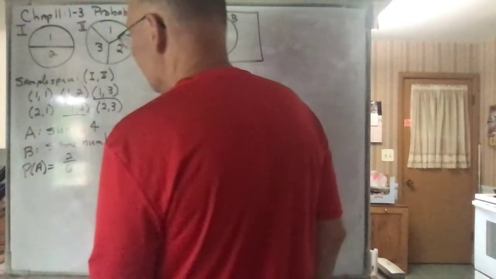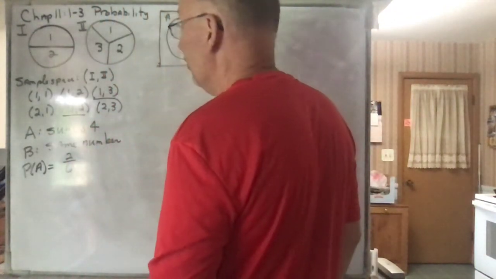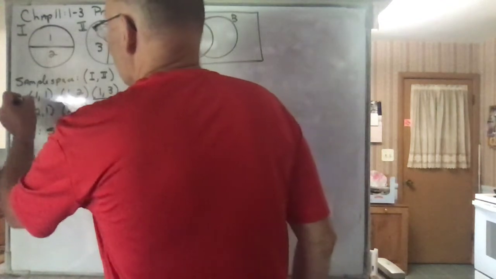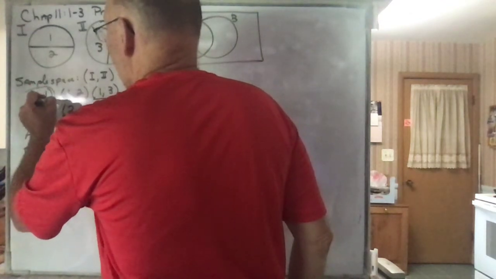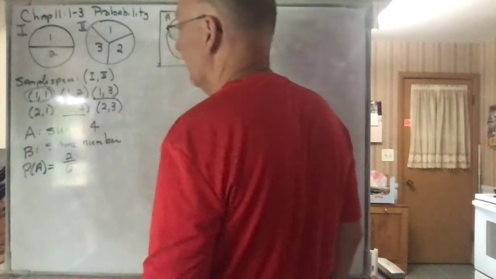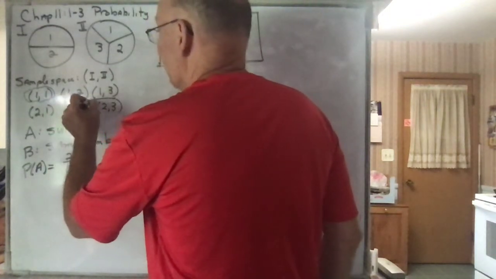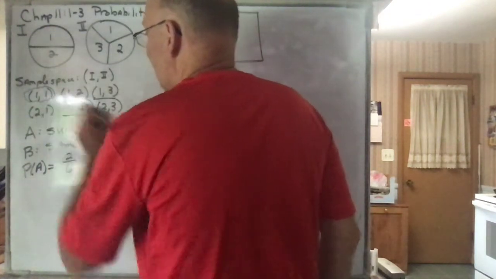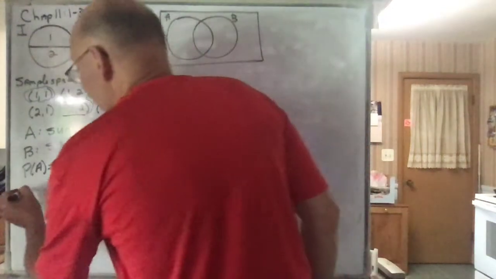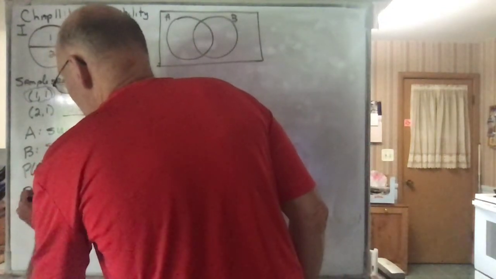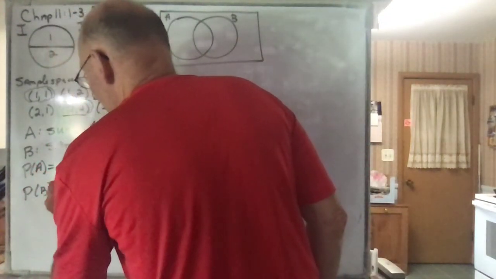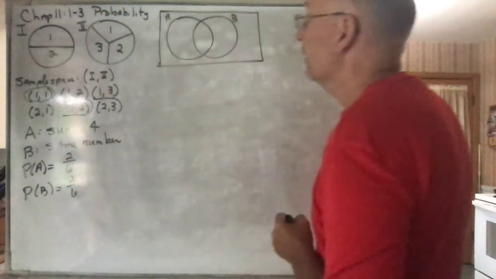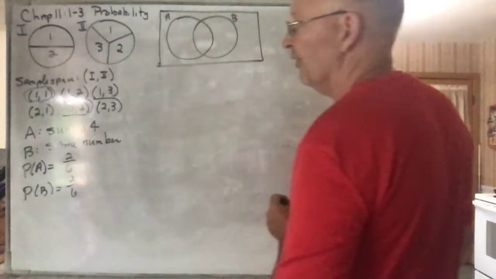How about B? B is the same number. So the same number, well, I'll put a little squiggle around it. There they land on the same number, and here they also land on the same number. So the probability of B happening is also 2 out of 6. Agreed? So now let's go ahead and complete this Venn diagram.